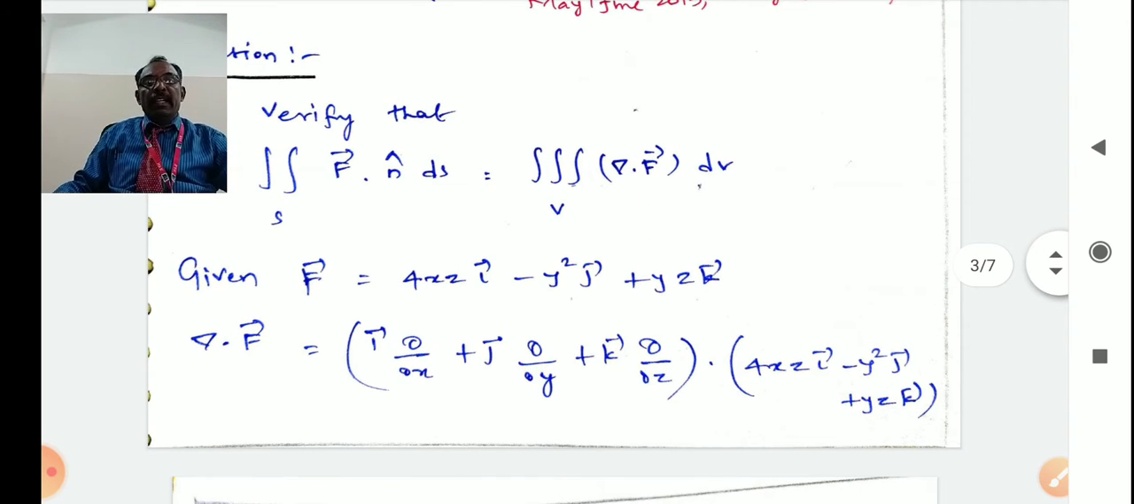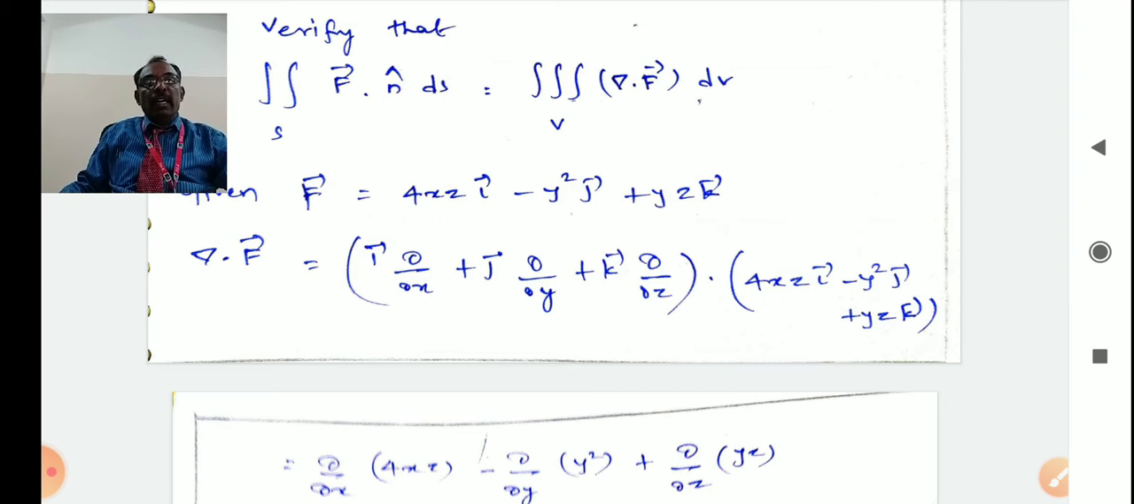Given f vector, what is the f vector of this problem? 4xz i vector minus y square j vector plus yz k vector. First, I would like to find out the RHS value. What is the RHS of this problem? Triple integral over V del dot f vector dV. So first we have to find del dot f vector, that is divergence of f vector.